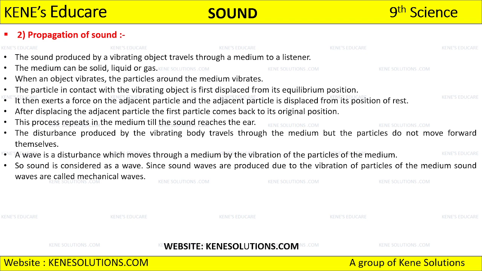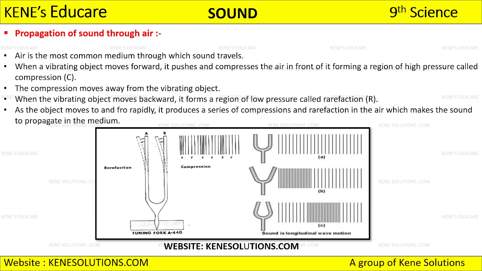Then after propagation of sound, we discussed how exactly sound propagates through air, and over here we discussed what is compression and what is rarefaction. Compression is when a vibrating object moves forward, it pushes and compresses the air in front of it, because of which a high pressure is formed, and we call that region of high pressure compression.